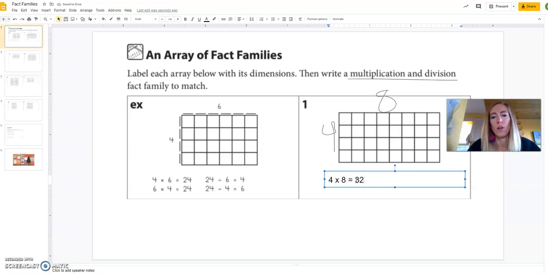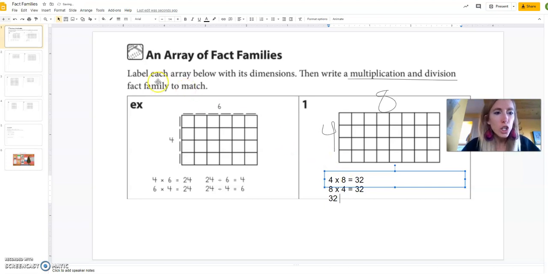Okay? So now, my next one, I can flip it around, right? 8 groups of 4. Well, if I know 4 groups of 8 is 32, then I know 8 groups of 4, or 8 times 4, is also 32. Because it's a family. And if I know those 2 multiplication sentences, well, then I'm able to get 2 division problems out of this. So I could do 32.